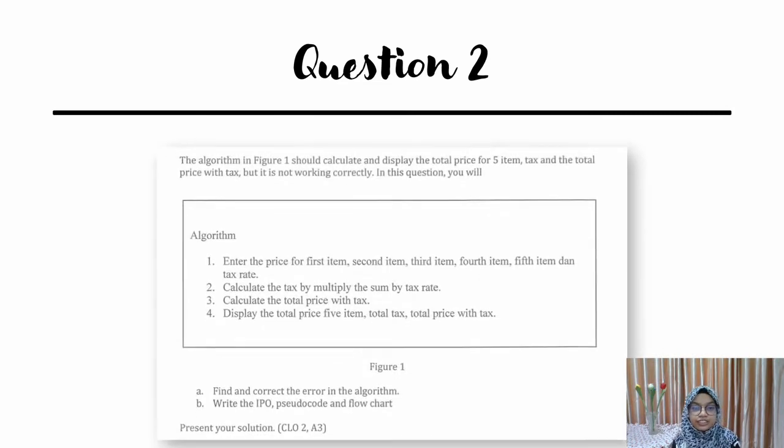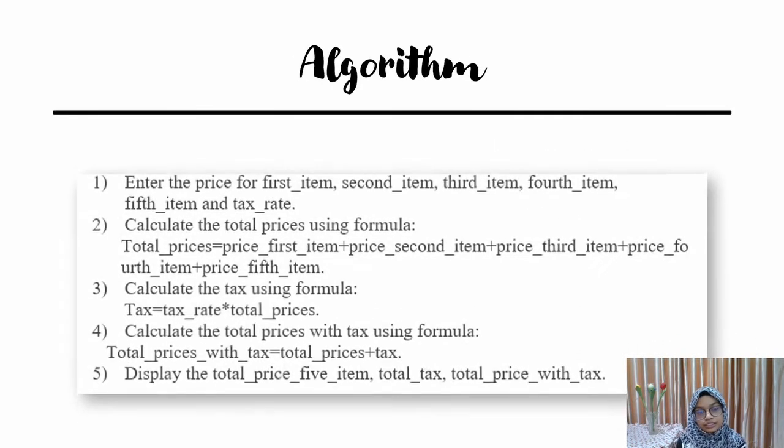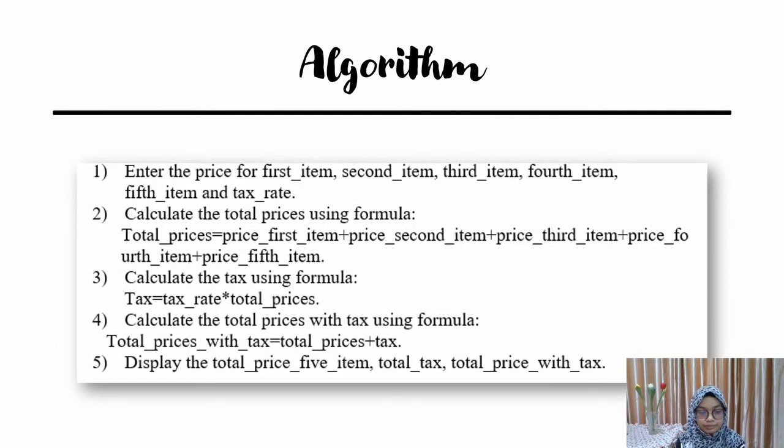Question 2. Algorithm is enter the price of first item, second item, third item, fourth item, fifth item and tax rate. And then calculate the total price using the formula and calculate the tax using this formula. And then calculate the total price with tax using this formula and display the total price, 5 item, total tax, total price and tax.